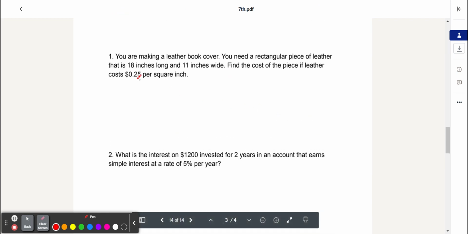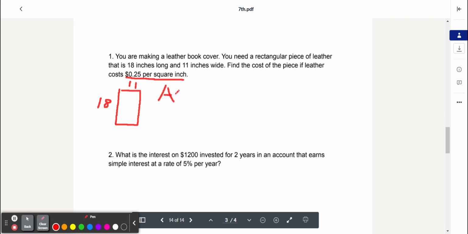Number 1 on this page says that you're making a leather book cover. So you need a rectangular piece of leather, and it gives you some dimensions. 18 inches long, 11 inches wide. Find the cost of the piece of leather if it costs 25 cents per square inch. So the problem, first we need to find out how many square inches is our piece of leather. That is 18 inches by 11 inches. And then we'll need to find the cost of this amount.